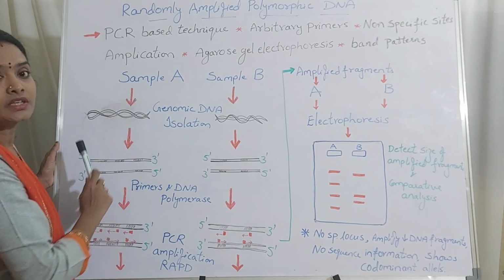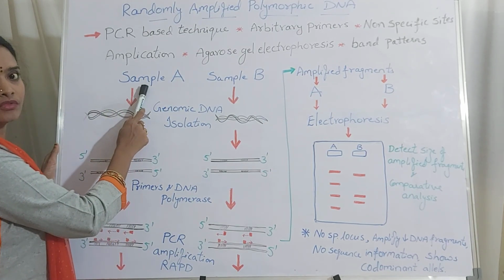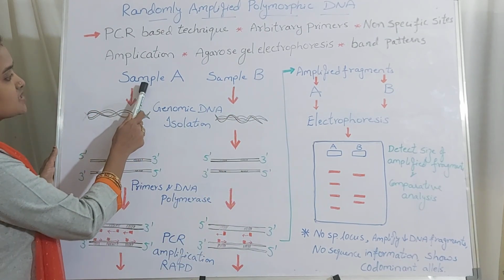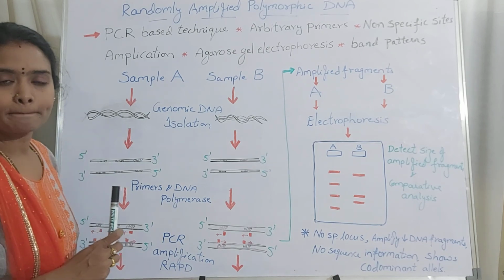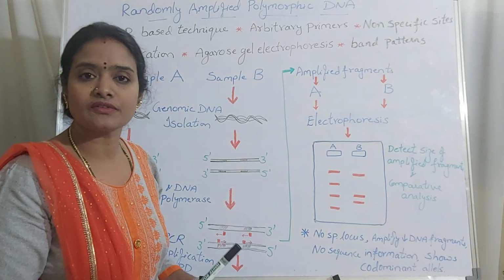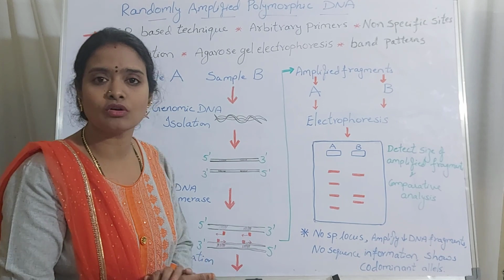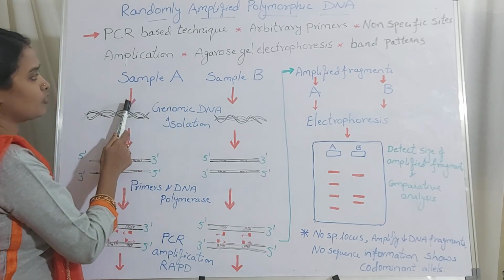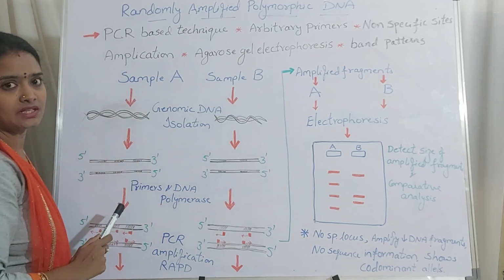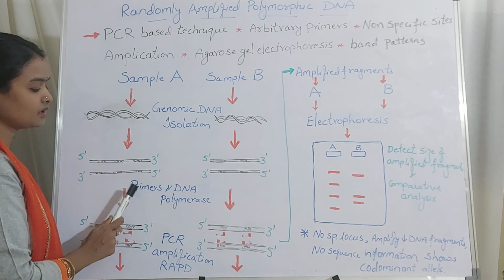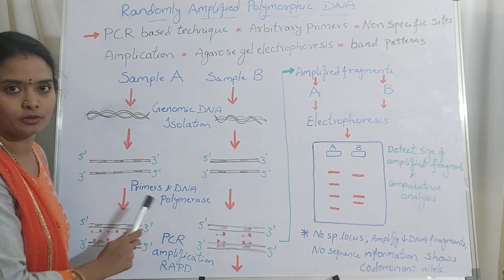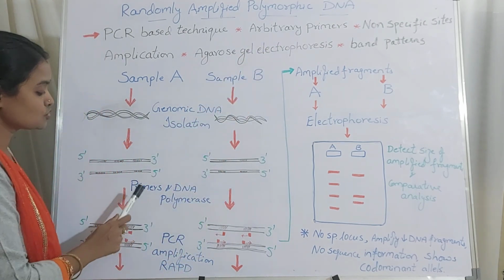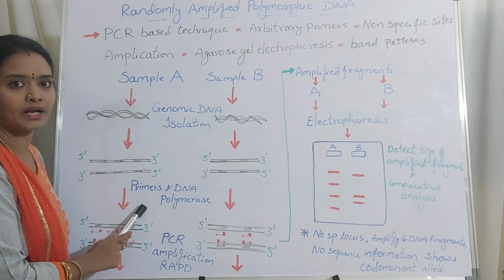First, I am taking sample A from one animal and sample B from another animal. The first step is taking the cells, then cell lysis, and after cell lysis, isolation of the genomic DNA. Once I isolate the genomic DNA of sample A and sample B cells, the next step is adding primers and DNA polymerase. Here the arbitrary primers must be prepared beforehand. These are small synthetic primers.